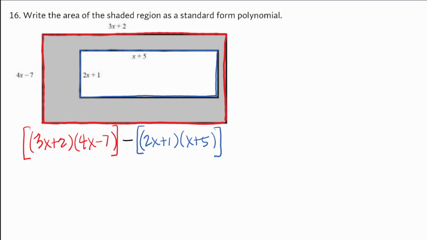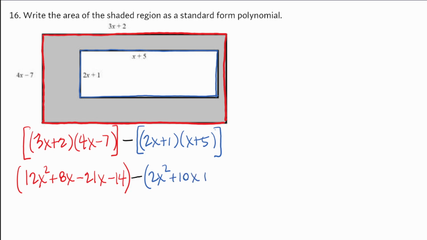I'm just going to do FOIL. 3x times 4x is 12x squared. 2 times 4x would be plus 8x. 3x times negative 7 would be negative 21x. And 2 times negative 7 would be negative 14. And the blue area would be 2x times x, 2x times 5, 1 times x, and 1 times 5.